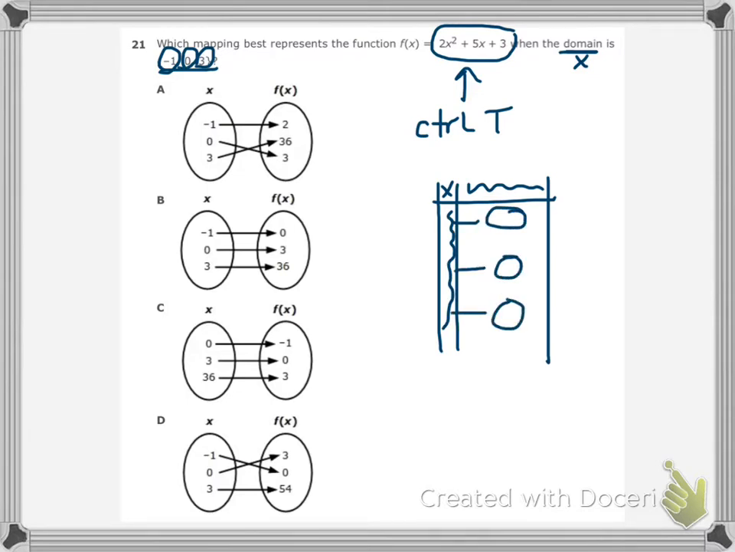Okay? So if you look at -1 in your table, you should get an output of 0. For 0 as an input, you should get an output of 3. And for 3 as an input, you should get an output of 36. The answer is B. So make sure that whatever the input is over here, the arrow goes from it to its actual output over here. It needs to match up.